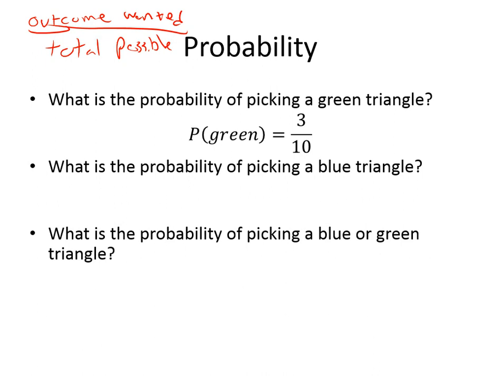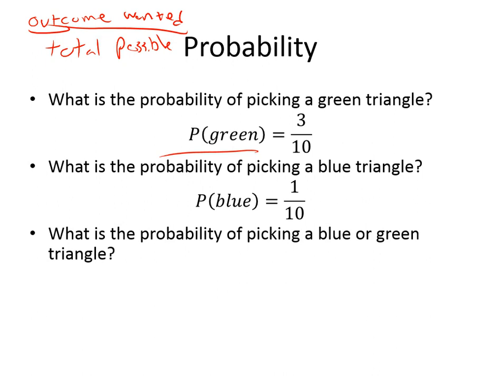How you would see it written would be P, and then in parentheses, what you want for your probability. All right, so for the next one, we want the probability of picking a blue. There's only one blue, so it would be 1 out of 10. And so that's what it would be.